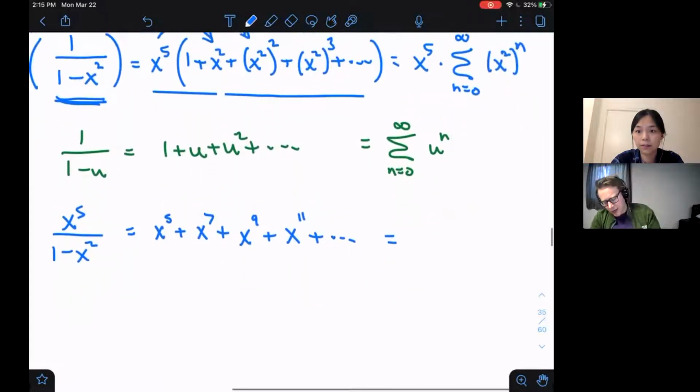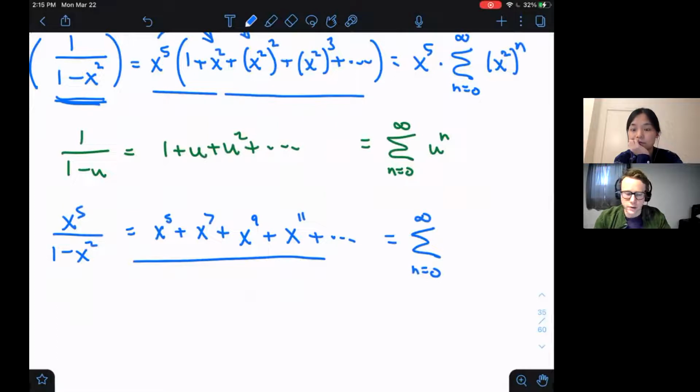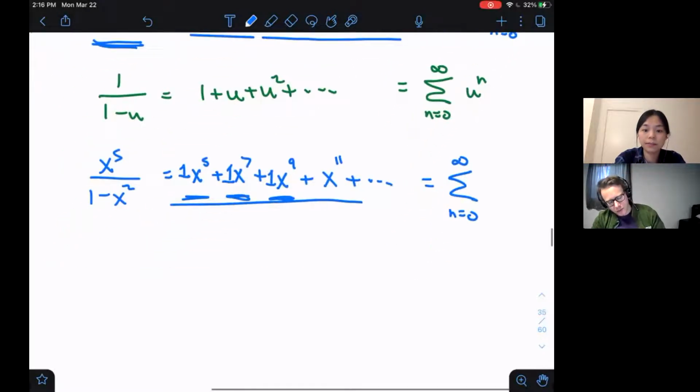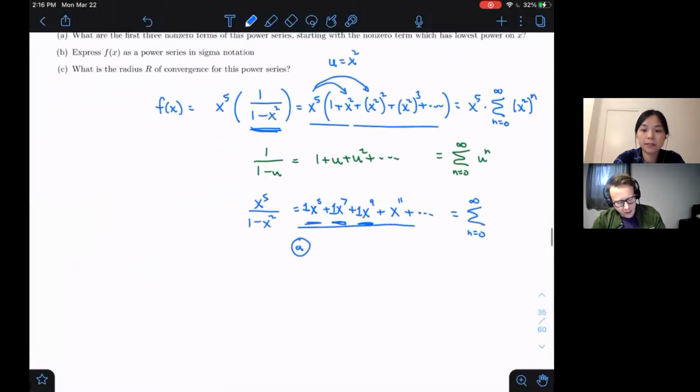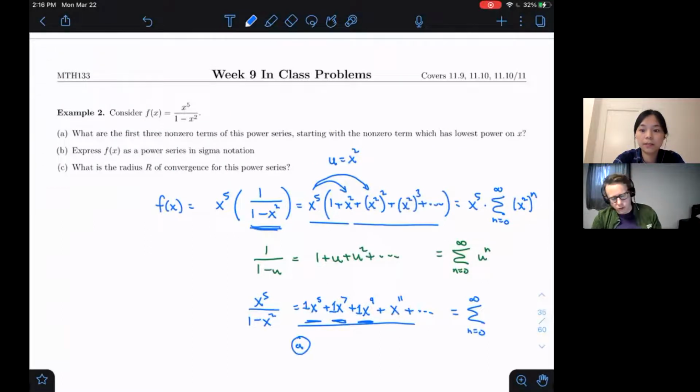Let's go ahead and look at our sigma notation. By the way, if you wanted to, you could pause right here and ask: what are the first three non-zero terms? So the first three non-zero terms would be x to the 5th, or if you'd like, you can write down that the coefficient there is 1, x to the 5th. And then here you have 1 x to the 7th, and here you have 1 x to the 9th. So the coefficients are rather boring for this one. They're just a bunch of ones. And so this might be our answer for part A. It asks, what are the first three non-zero terms?